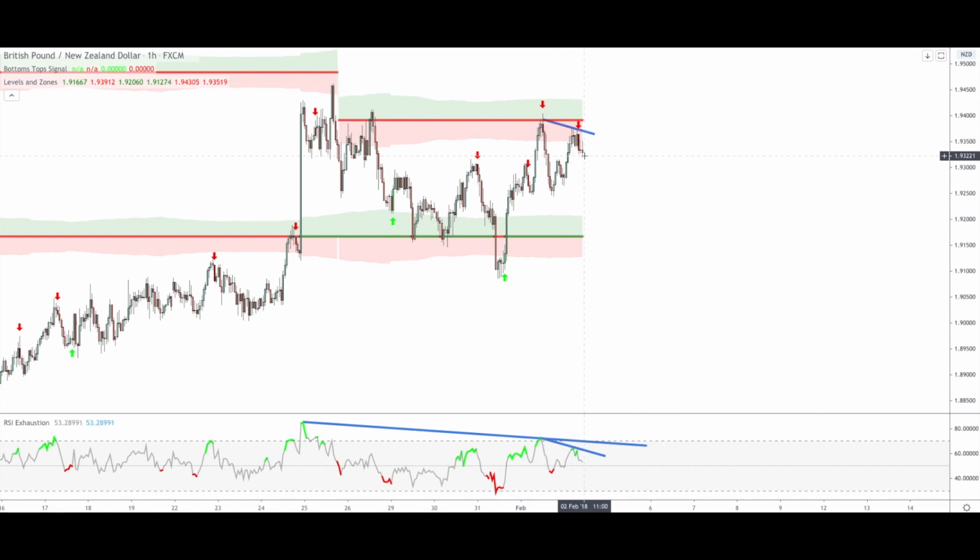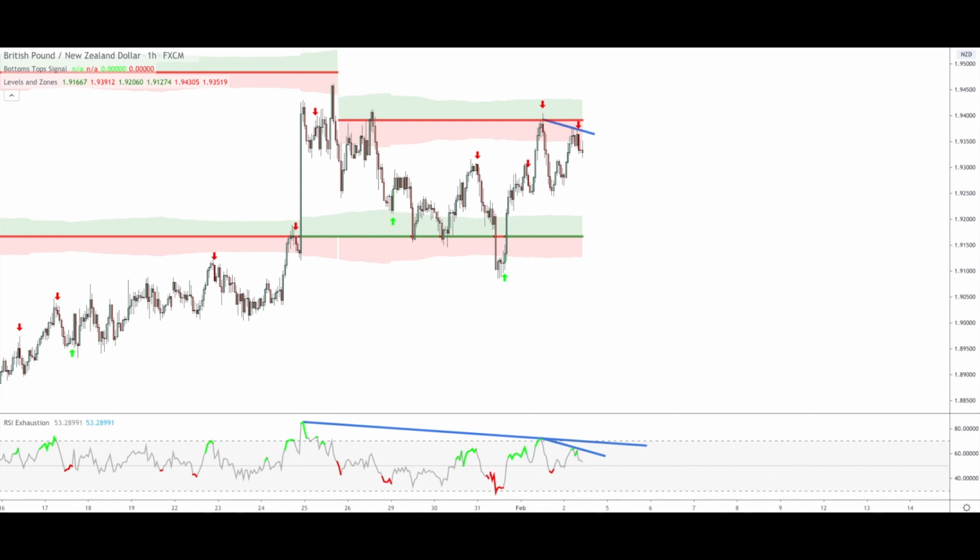So it looks like everything is moving one with the other. The RSI and the price are moving accordingly, which is what we want to see.